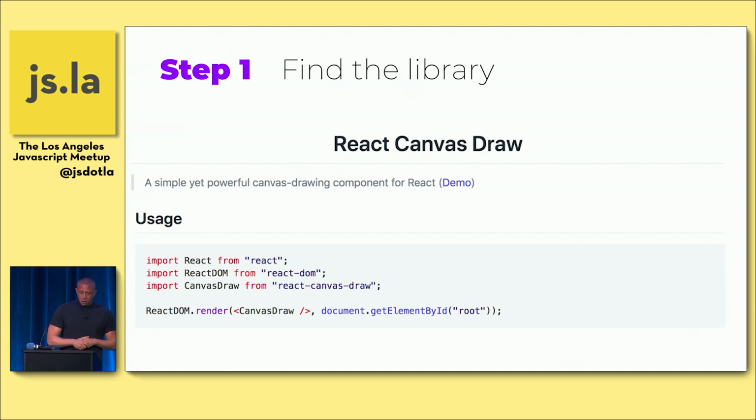The library that I went with was React Canvas Draw. React Canvas Draw is really nice. You can just import it. You pass in a string as the markdown, as the canvas that you're going to be working with, and then you can just draw on that canvas.